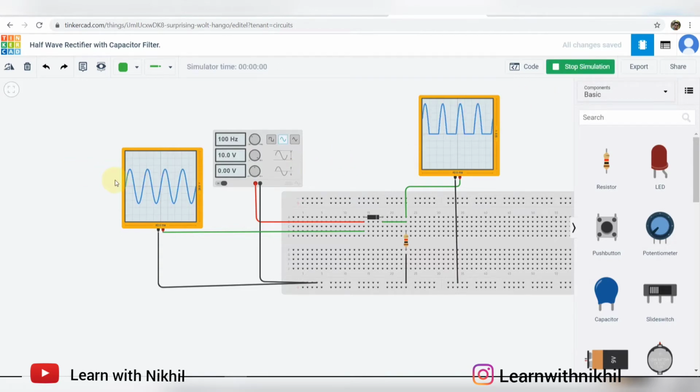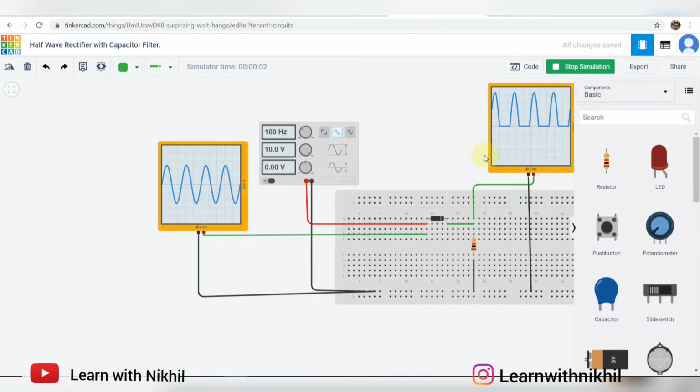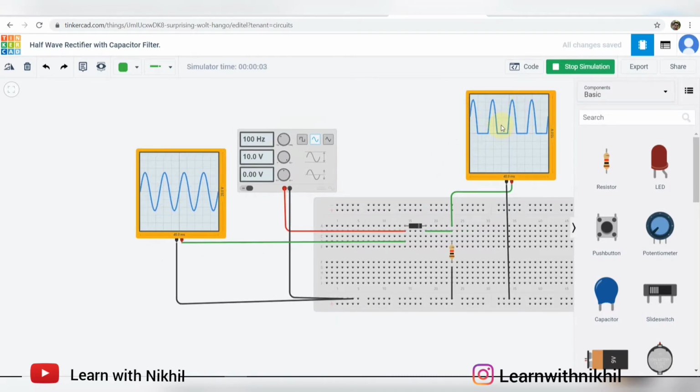As you can see, the input is the sine wave, and this is the rectified output. For the input, you have a proper sine wave. This is the positive half cycle, this is the negative half cycle. During the positive half cycle the diode is forward biased and conducting, and during the negative half cycle the diode is not conducting, so the voltage is 0.